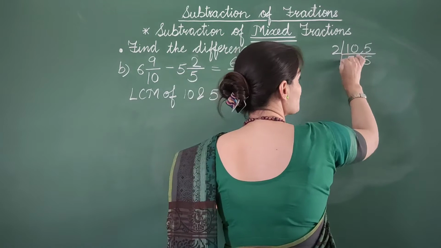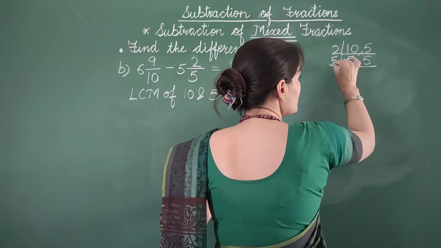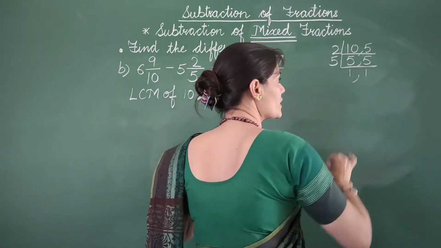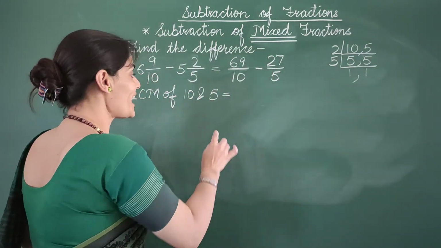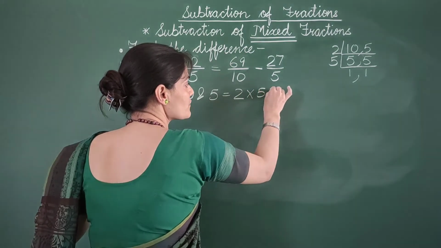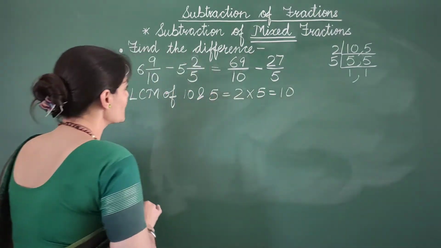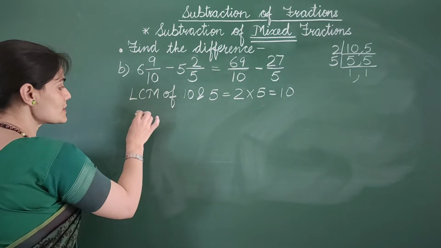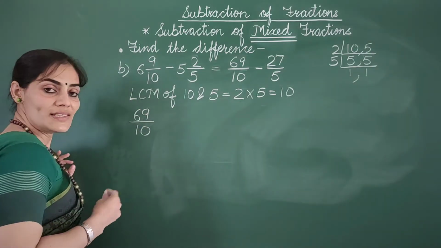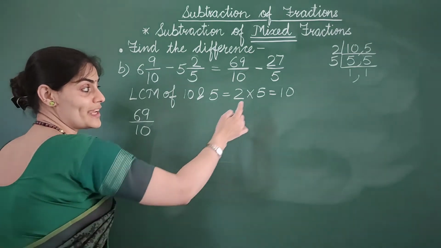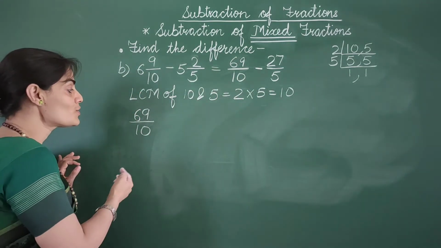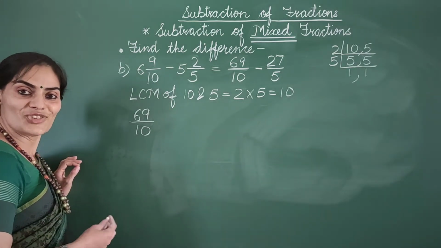Now I divide by 5. 5 divided by 5 gives us 1. 5 divided by 5 gives us 1. So the LCM of 10 and 5 is equal to 2 times 5, which is equal to 10. So let's convert this fraction 69 by 10 into its equivalent fraction whose denominator is 10. But its denominator is already 10. So we are not required to make any change here.